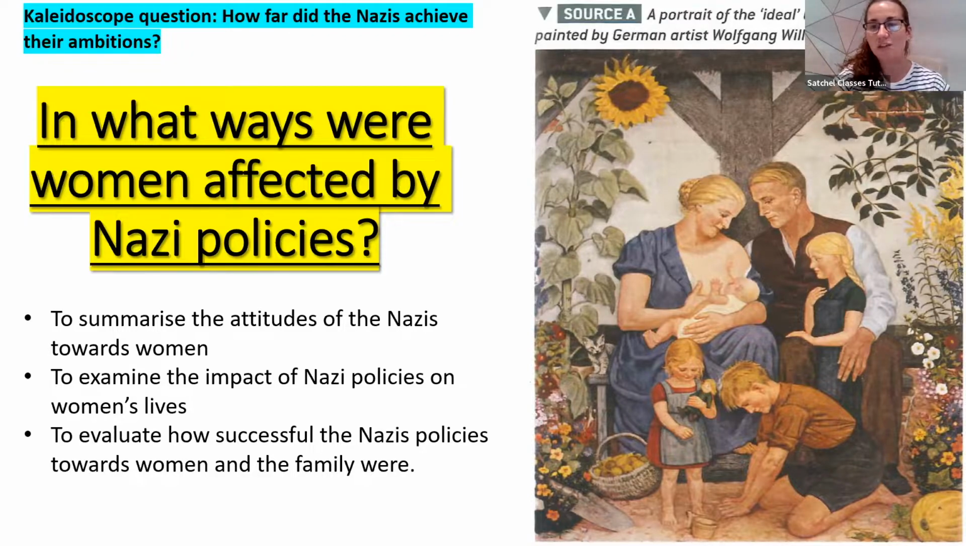So hopefully from that, you can see exactly what the ideal would be for Nazi policies towards women at the time. So what we're going to be doing is looking at the attitudes, the impact, and generally how successful they were or how successful they thought they were with these policies. And this source is a great way of getting into the nitty-gritty ideas of exactly what they wanted. So let's have a look at what was the situation before the Nazis came in for women.